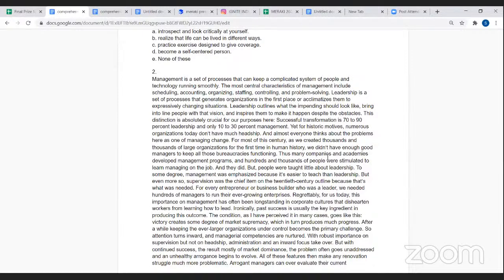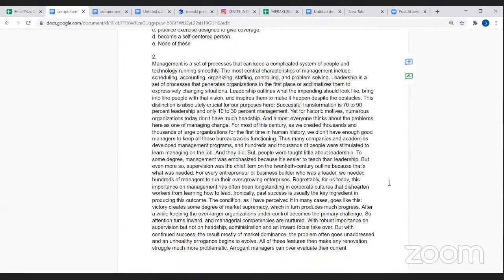Moving on to the second passage. This is about management. Don't take a lot of time in reading them. Skim through them because you have to keep switching on to the questions and the answers when it comes to long passages.